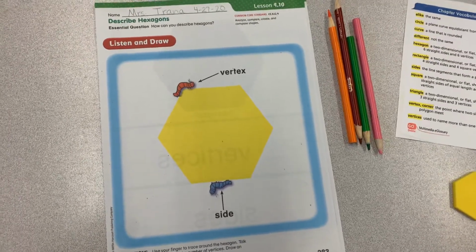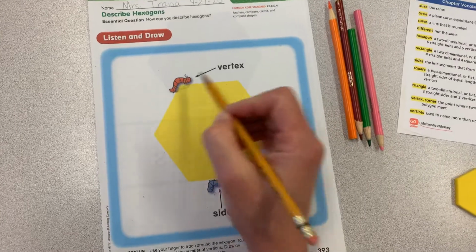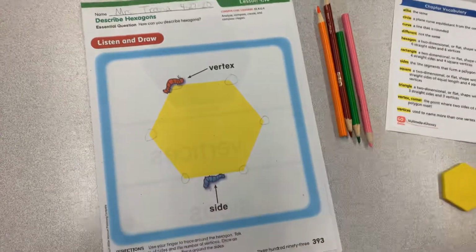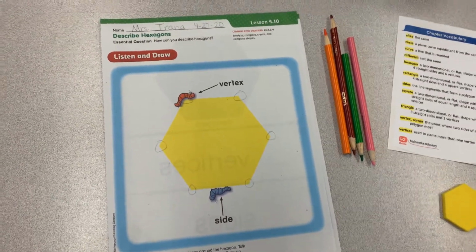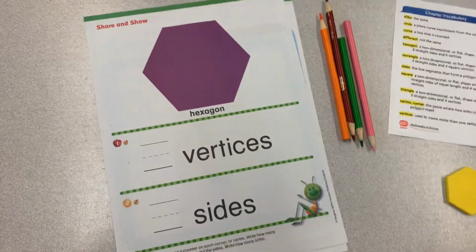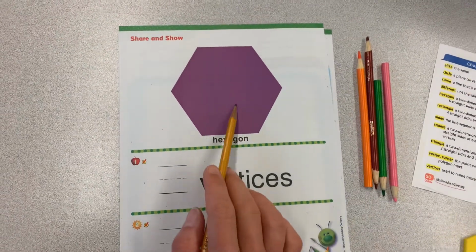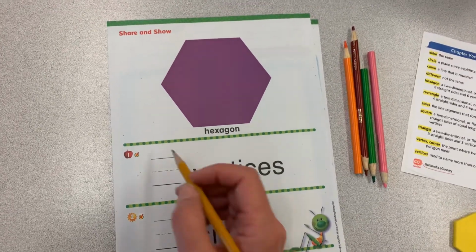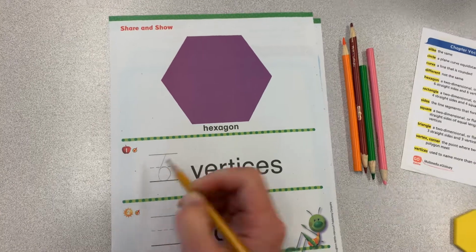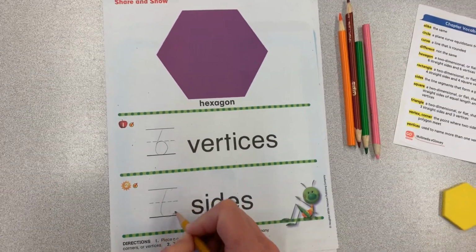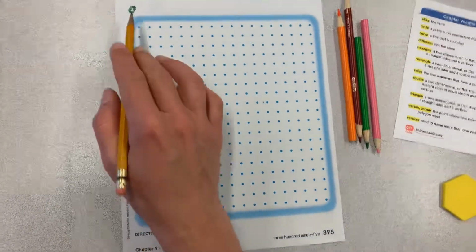Good. Can you circle all the vertices? There you go. How many are there? That's right, there are 6. Good. Let's flip it over to page 394. We see another big purple hexagon. How many vertices, friends? Good, 6. And how many sides? You're right, there are 6. Good. Let's move on.